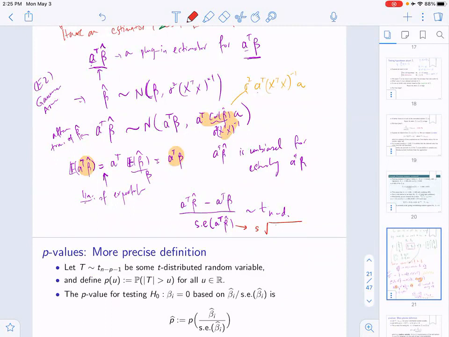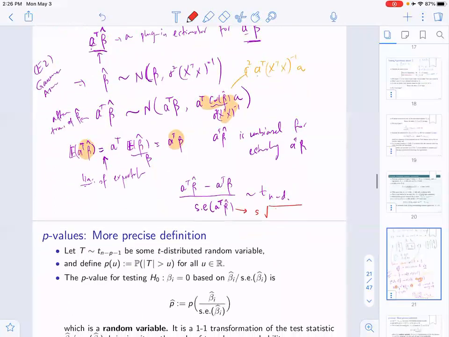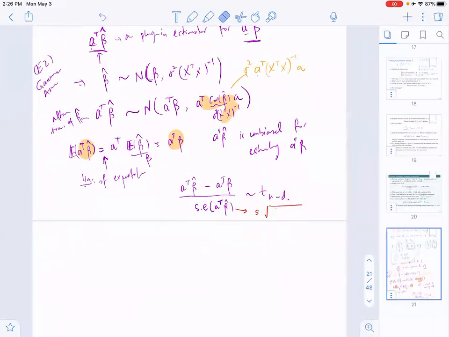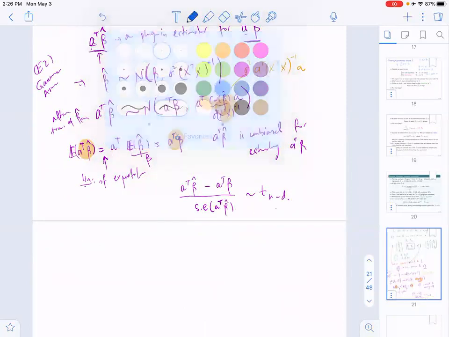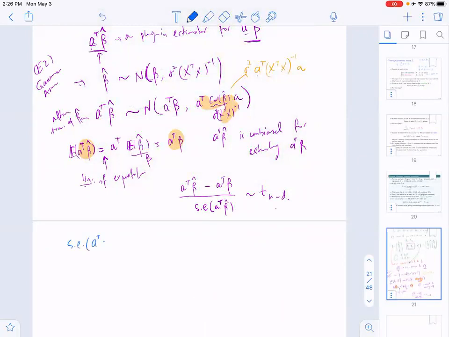Is it the whole thing in the normal distribution? The whole thing, what do you mean? Like A transpose covariance of beta hat times A over sigma squared times X transpose X inverse? Can you say that again? Okay, let me just open it. We're trying to figure out what is the standard error of A transpose beta hat. So tell me again, what is it?